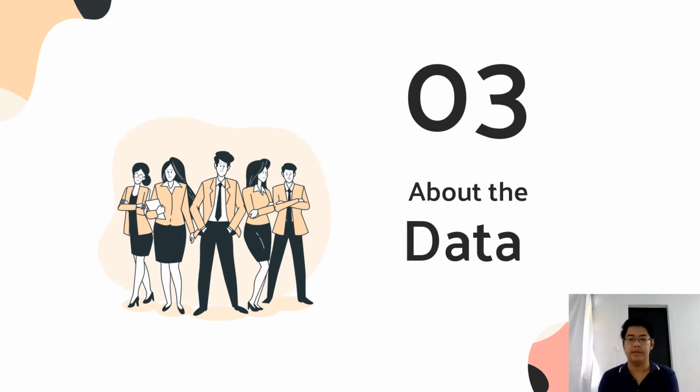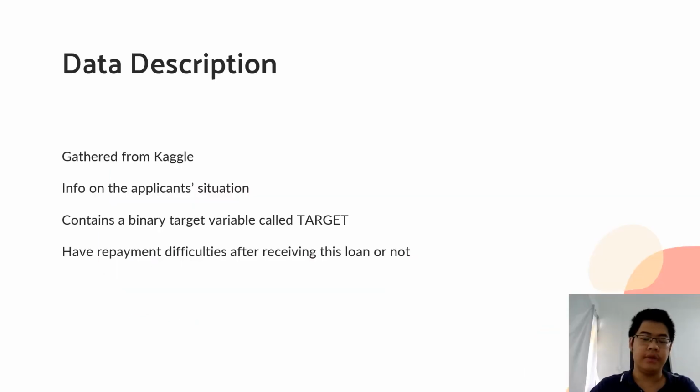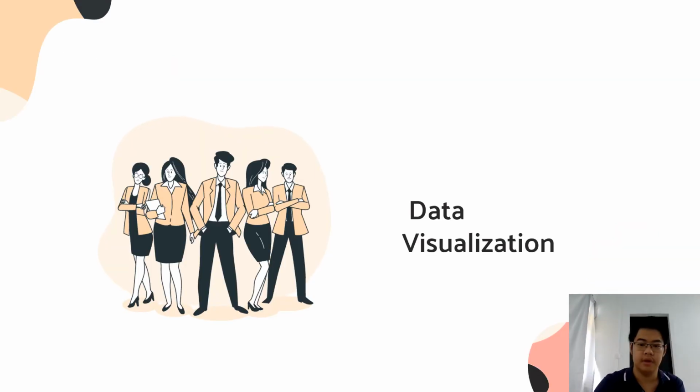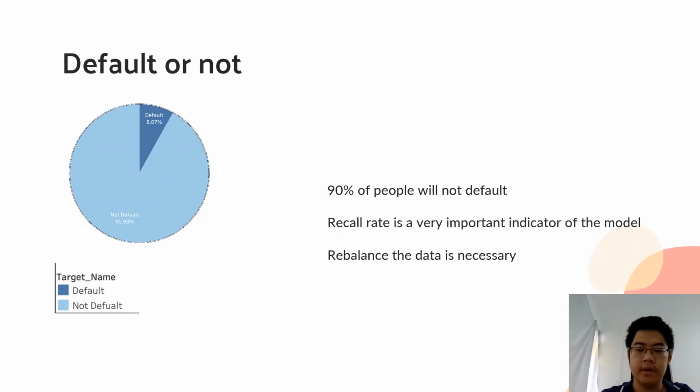Now let's talk about the data. The data set we used is gathered from Tego, and it contains info about the applicants' situation when they are making applications, and it also contains a binary target value called target. Now let's talk about data visualization. We can see that about 90% of people will not default, so recall rate is very important because it can find out who will default. Also, the data needs to be rebalanced because it is imbalanced.